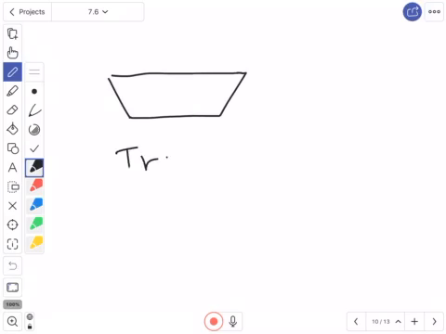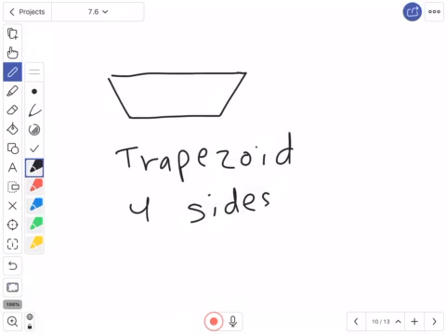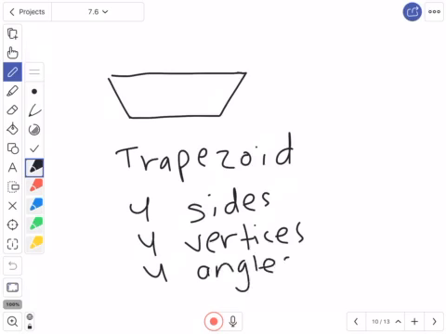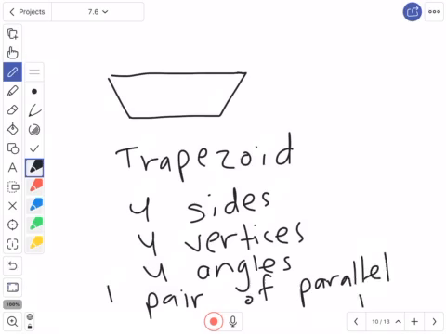You can name it and just kind of explain some of its characteristics: 4 sides, 4 vertices, 4 angles, 1 pair of parallel lines. You can even add in, like, there's an angle, vertex, side. So that's your page.